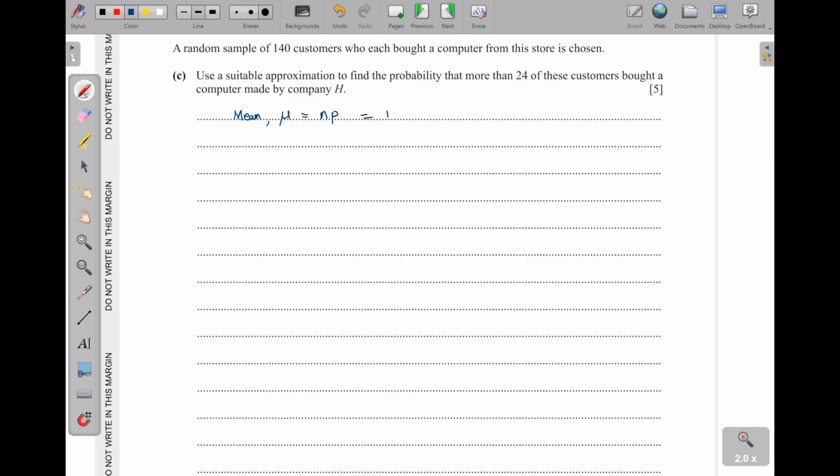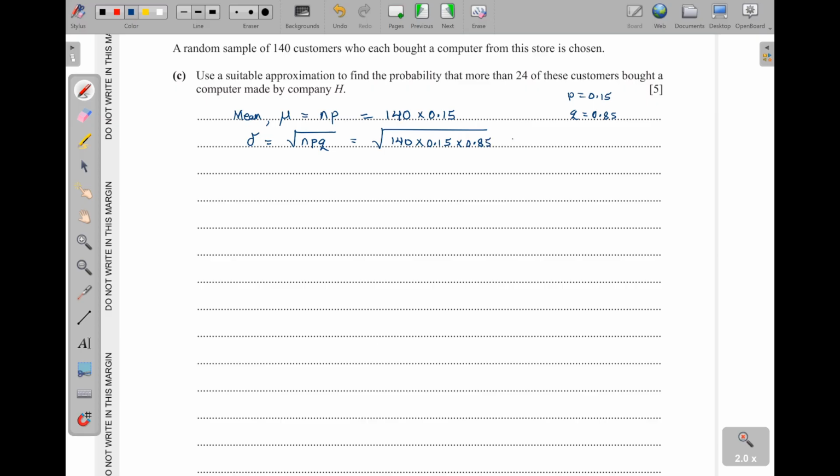So N is 140, then the P, bought a computer made by company H. So for company H, the P is 0.15. Then the Q, it was 15%. That means the Q is going to be 0.85. So we multiply this one by 0.15. And then the standard deviation is equal to root of variance, and variance is NPQ. So this will be root of 140, the P is 0.15, and the Q is 0.85.